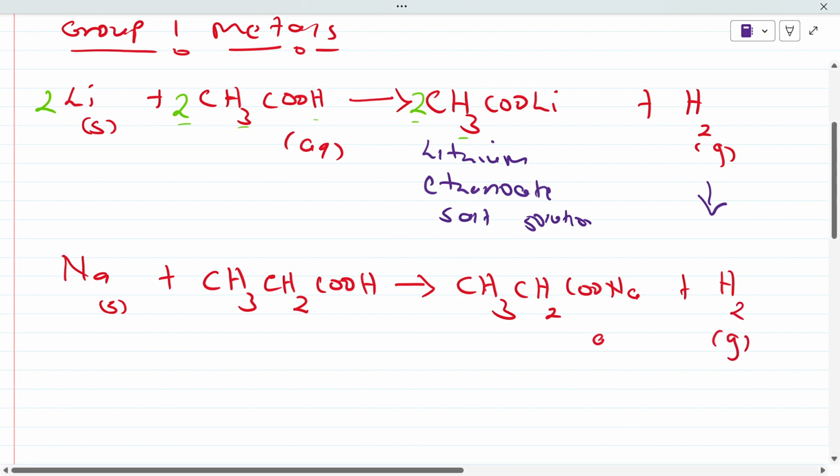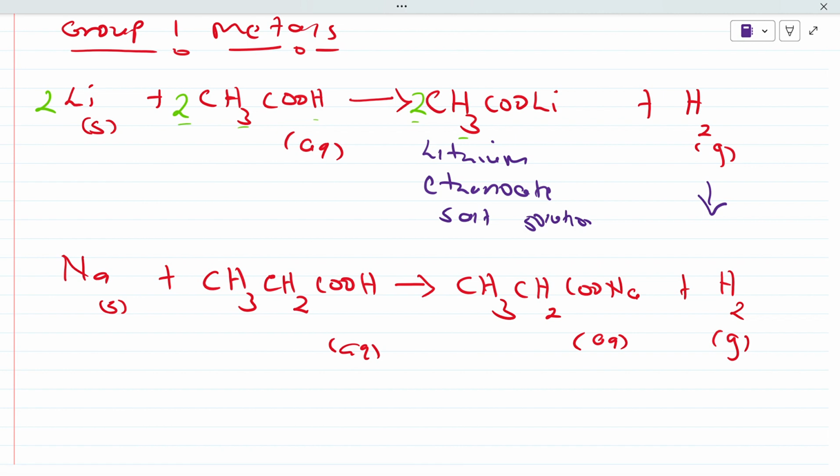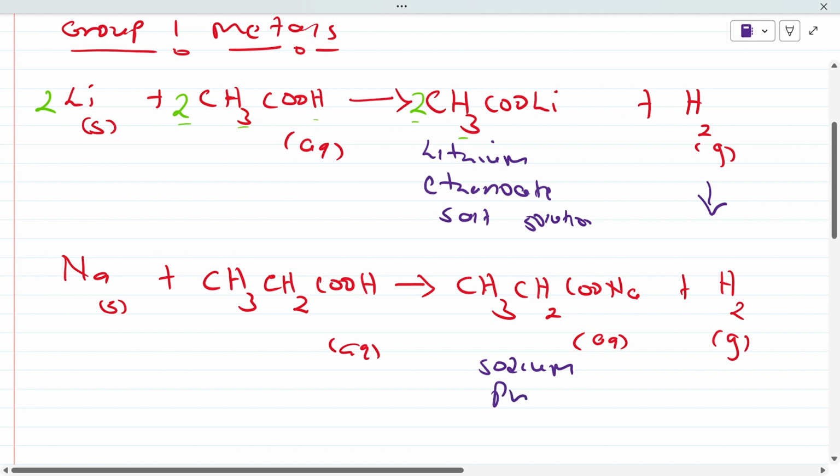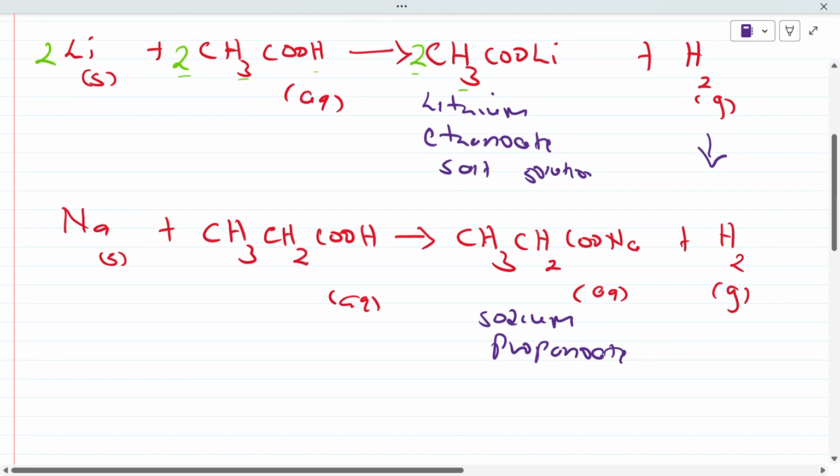This is a gas. This is a salt in aqueous form. It's still aqueous, the solid. So I'm having my propanoic acid, sorry, and sodium propanoate. So this one is called sodium propanoate. For those who don't know the name of the salt, call it the sodium propanoate salt that's been formed.